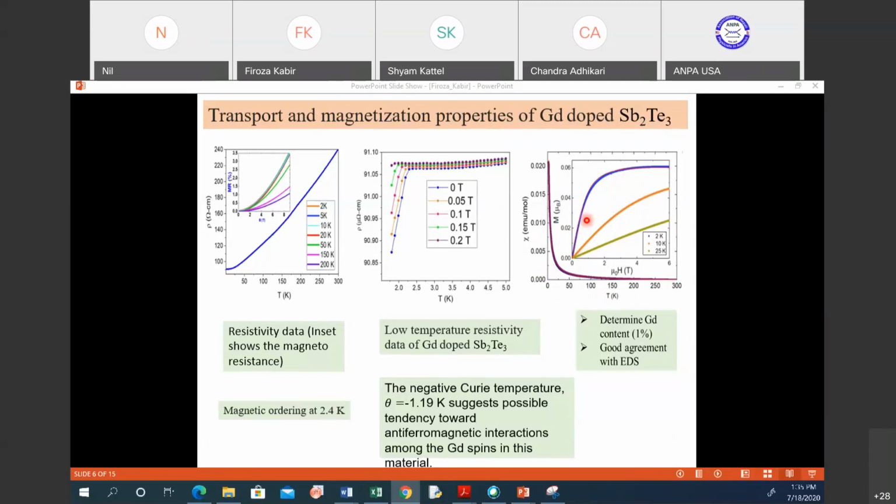Although antimony telluride is itself a diamagnetic material, a characteristic Curie-Weiss temperature of theta equal to 0.19, which we got from the susceptibility data, suggests a possible tendency towards antiferromagnetic interaction among the Gd spins in these materials.